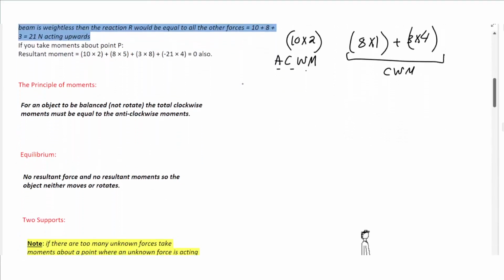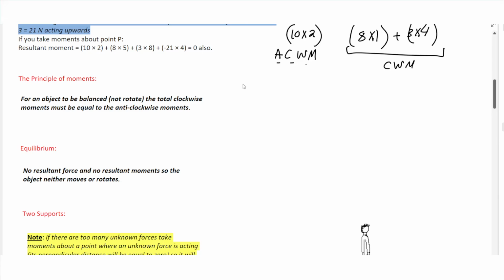If the resultant moment is 0, the object will not rotate. This is called the principle of moments. So if you're required to state the principle of moments: if an object experiences no resultant moment, or if the clockwise moments are equal to or balance the anti-clockwise moments, there is no rotation. There will be no rotation.